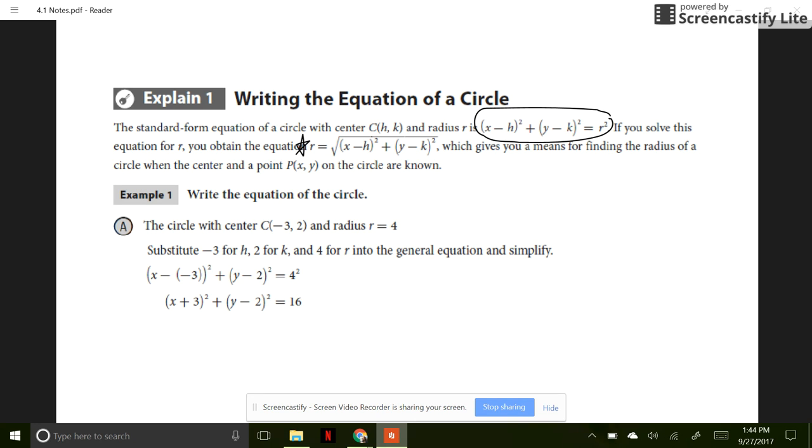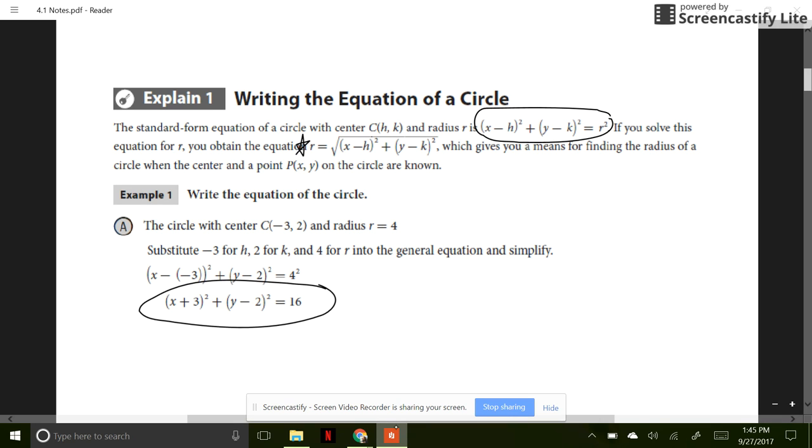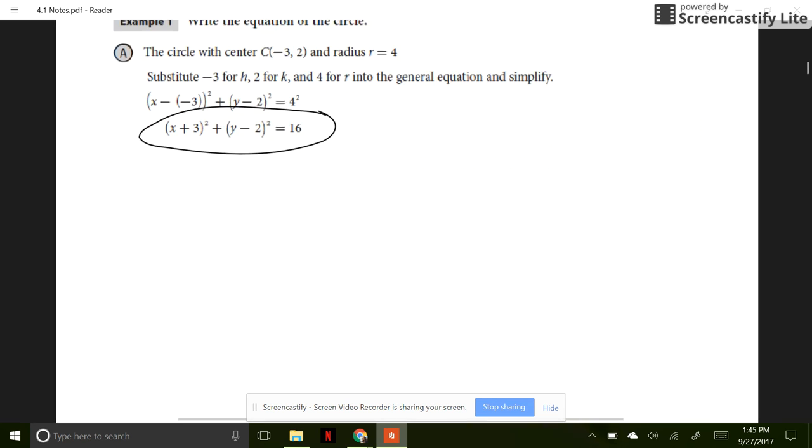If we want to write the equation of a circle with center at (-3, 2) and radius of 4, we subtract the x-coordinate, so it's going to end up being (x + 3)² + (y - 2)² = 4², which becomes 16.